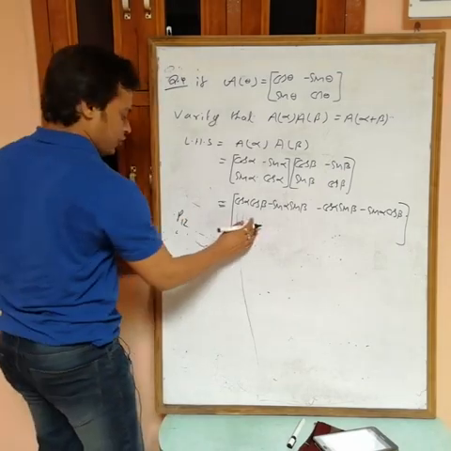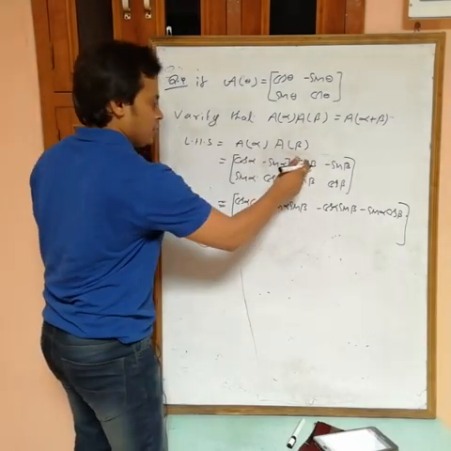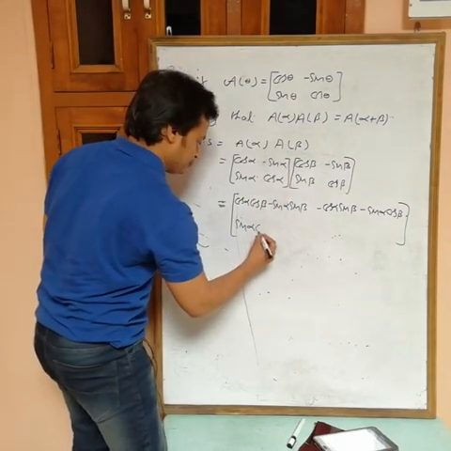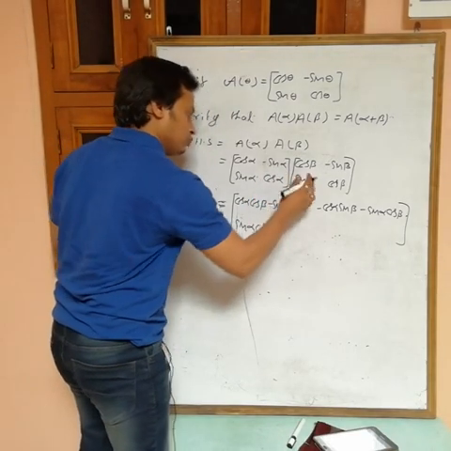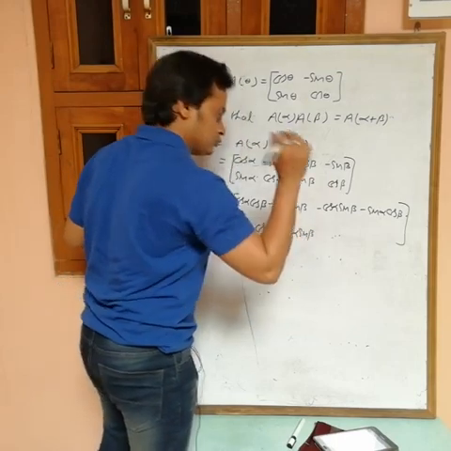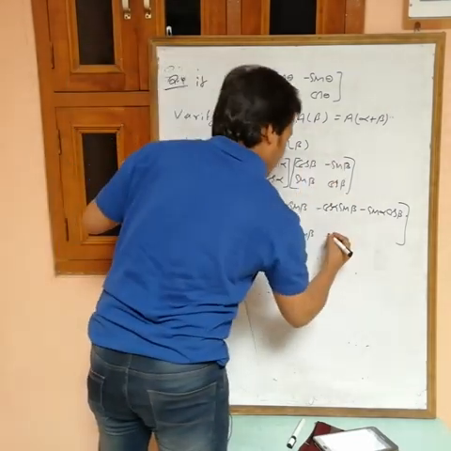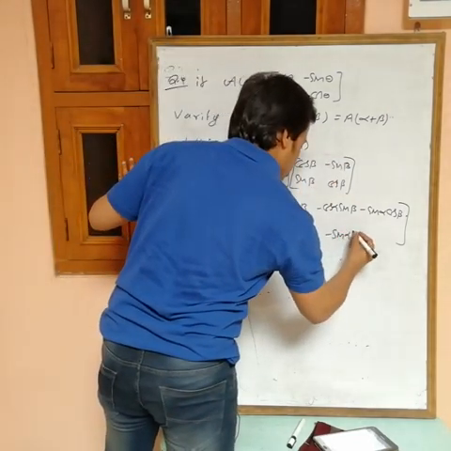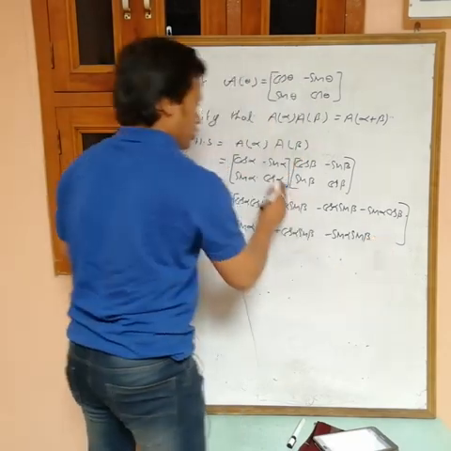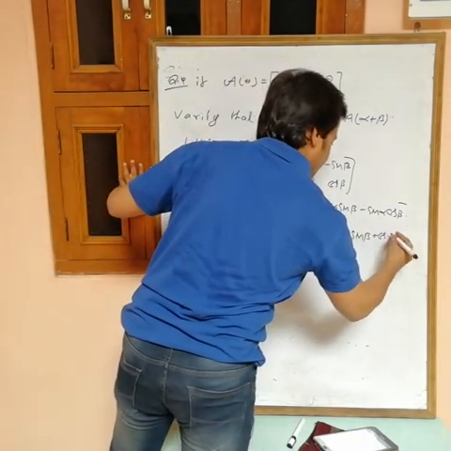Now P21. How to get P21? Second row, first column: sin alpha cos beta plus cos alpha sin beta. Now P22, second row, second column: minus sin alpha sin beta and plus cos alpha cos beta.